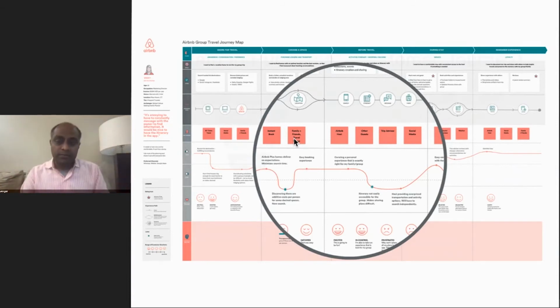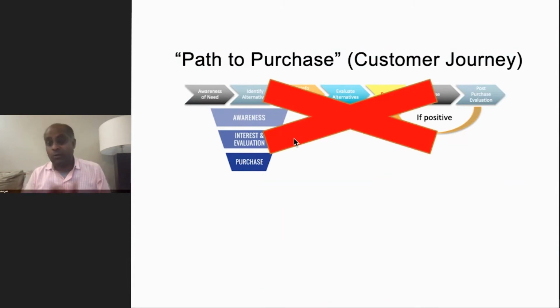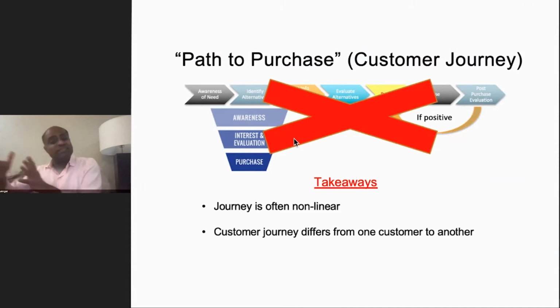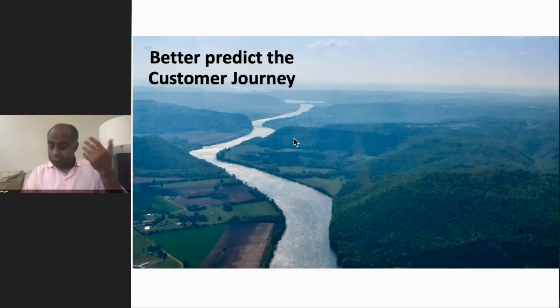Why do I bring this up? The reason I bring this up is that this linear path to purchase, awareness, interest, consideration, all that stuff is perhaps no longer applicable as much. Why? Because of these new technologies. And I think as journeys become a lot more non-linear, as journeys become different from one customer segment to the other, what we have to think about is how these new technologies, AI, ML, big data that we've been collecting, can help us understand that journey better. Okay, so an even more relevant question is, can you use ML and AI to learn about the customer journey? Quick examples. So one is you can use new technologies to better predict, of course, the customer journey.